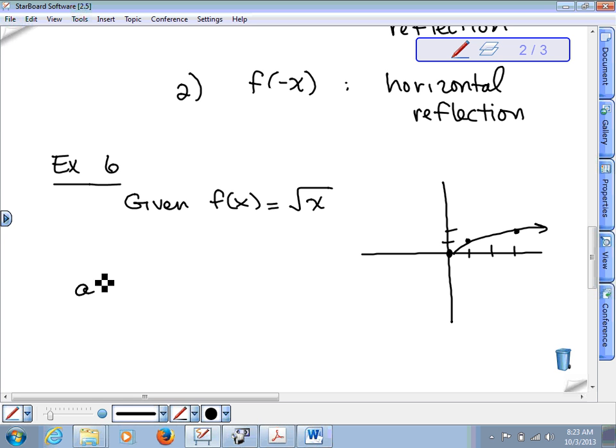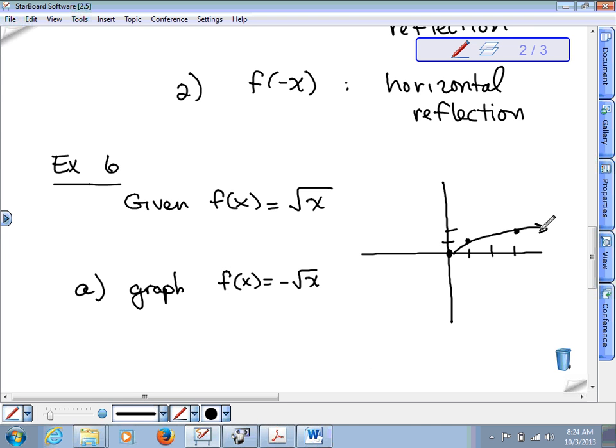So I want you to graph part A. Let's do it on the same graph. Graph f of x equals negative square root of x. Because the negative is outside the function, the square root here, so the negative is outside of it. What kind of transformation is that? Or reflection is it? Vertical. So what's the change going to be?